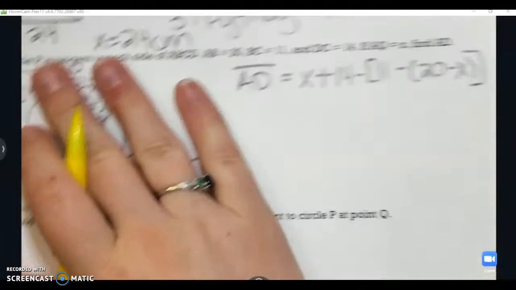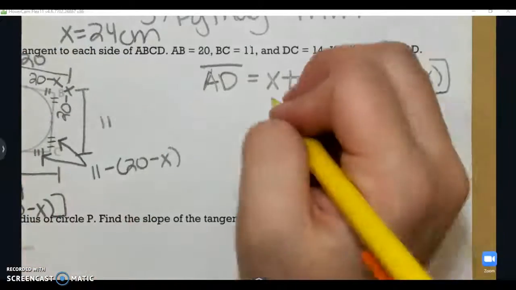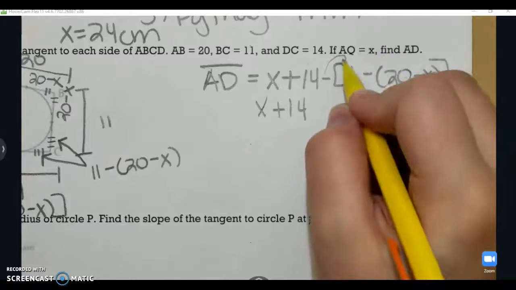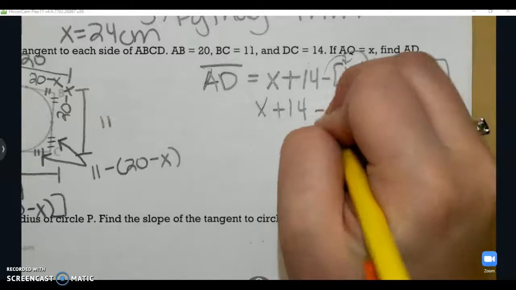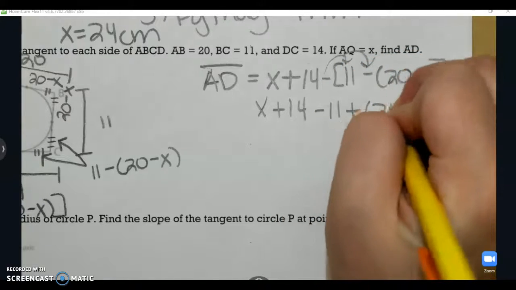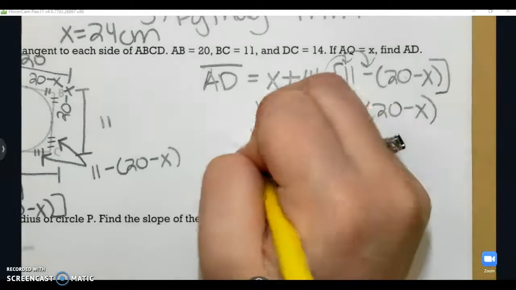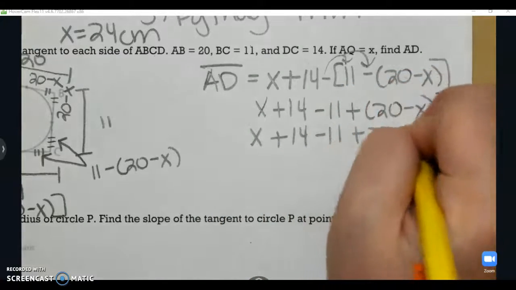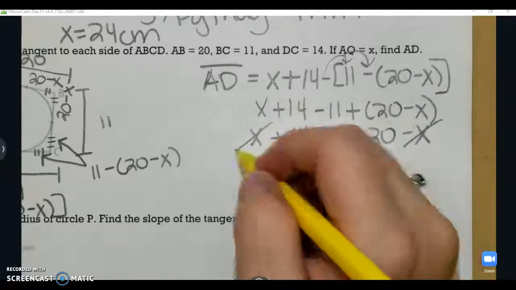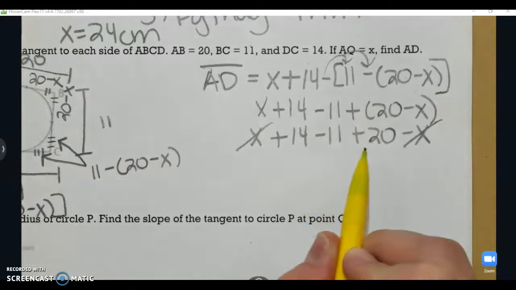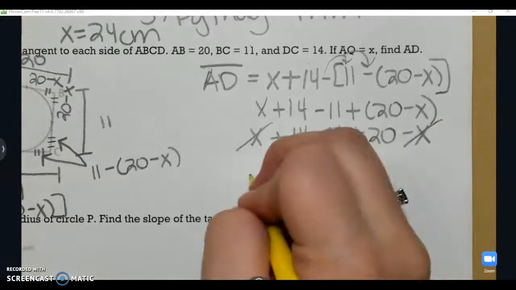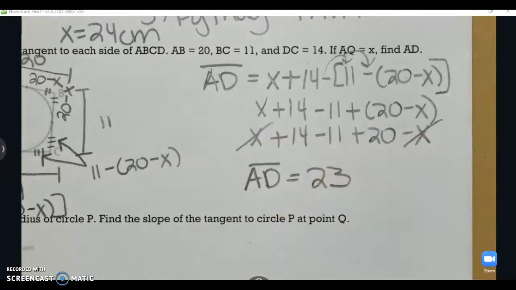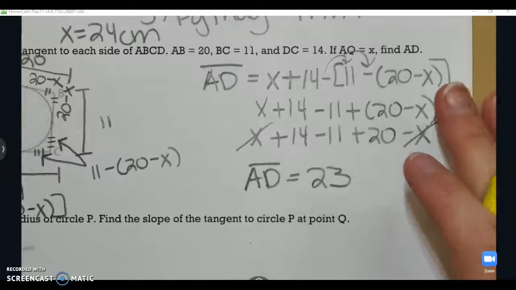And now we're going to use order of operations to simplify this expression. So that's going to be x plus 14. I'm going to go ahead and distribute that negative into here. So that's going to give us minus 11 plus 20 minus x. So that's x plus 14 minus 11 plus 20 minus x. So the x's are going to cancel, and I'm left with 14 minus 11 plus 20, which means that AD comes out to be 23. So that's a walk-around problem.